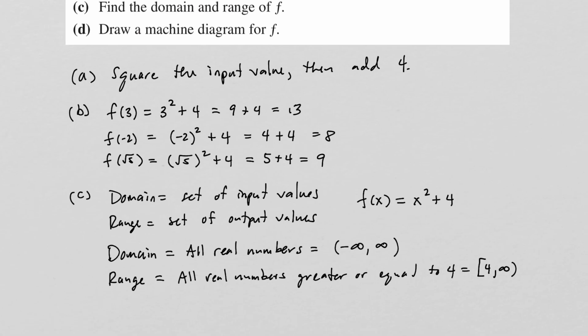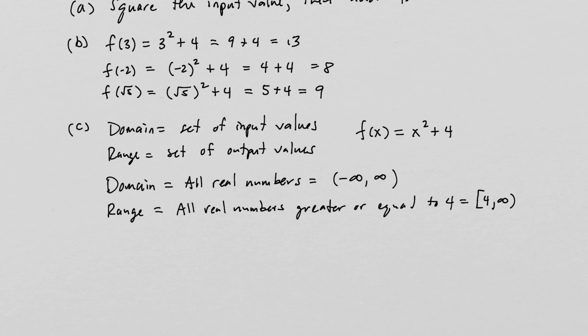Now for part D, let's draw a machine diagram. So if you remember, our machine diagram says you take some number x, you're going to plug it into the machine, right? The function f, and what are you going to get out? Well, basically, we know that when you plug in x, what you get out is x squared plus 4, right? So this would be sort of the machine diagram for the function f in this case.